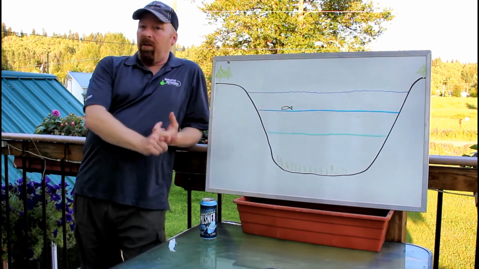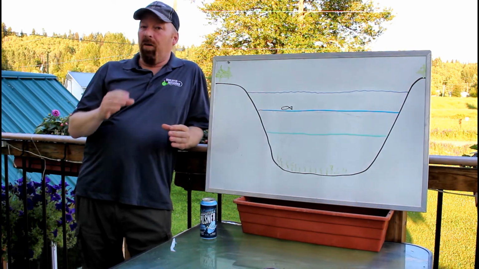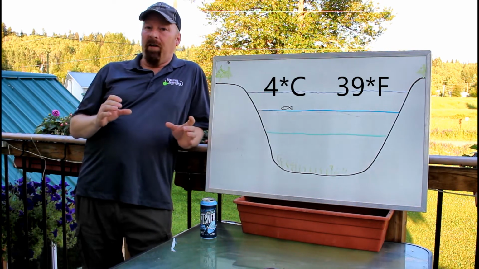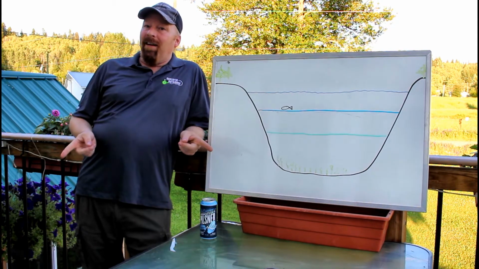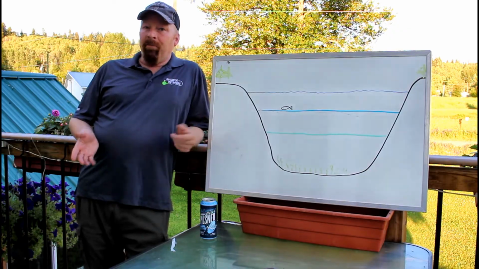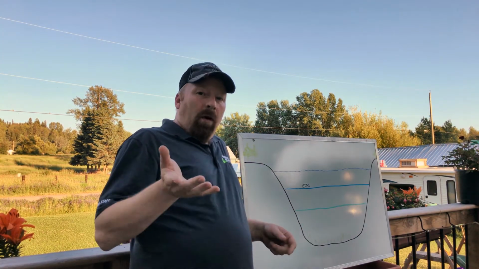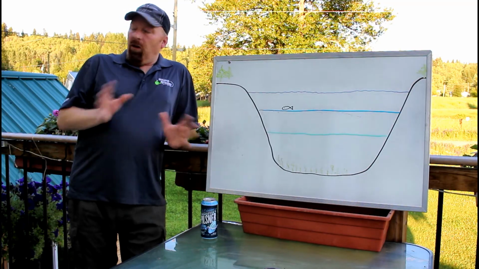One of the unique properties about water is it's most dense at around 4 degrees Celsius or 39 degrees Fahrenheit. It's unusual compared to any other liquid or gas, where it's most dense when it's a solid. It's this unique property that helps actually keep fish alive when the lake freezes. So we'll start in the summer.